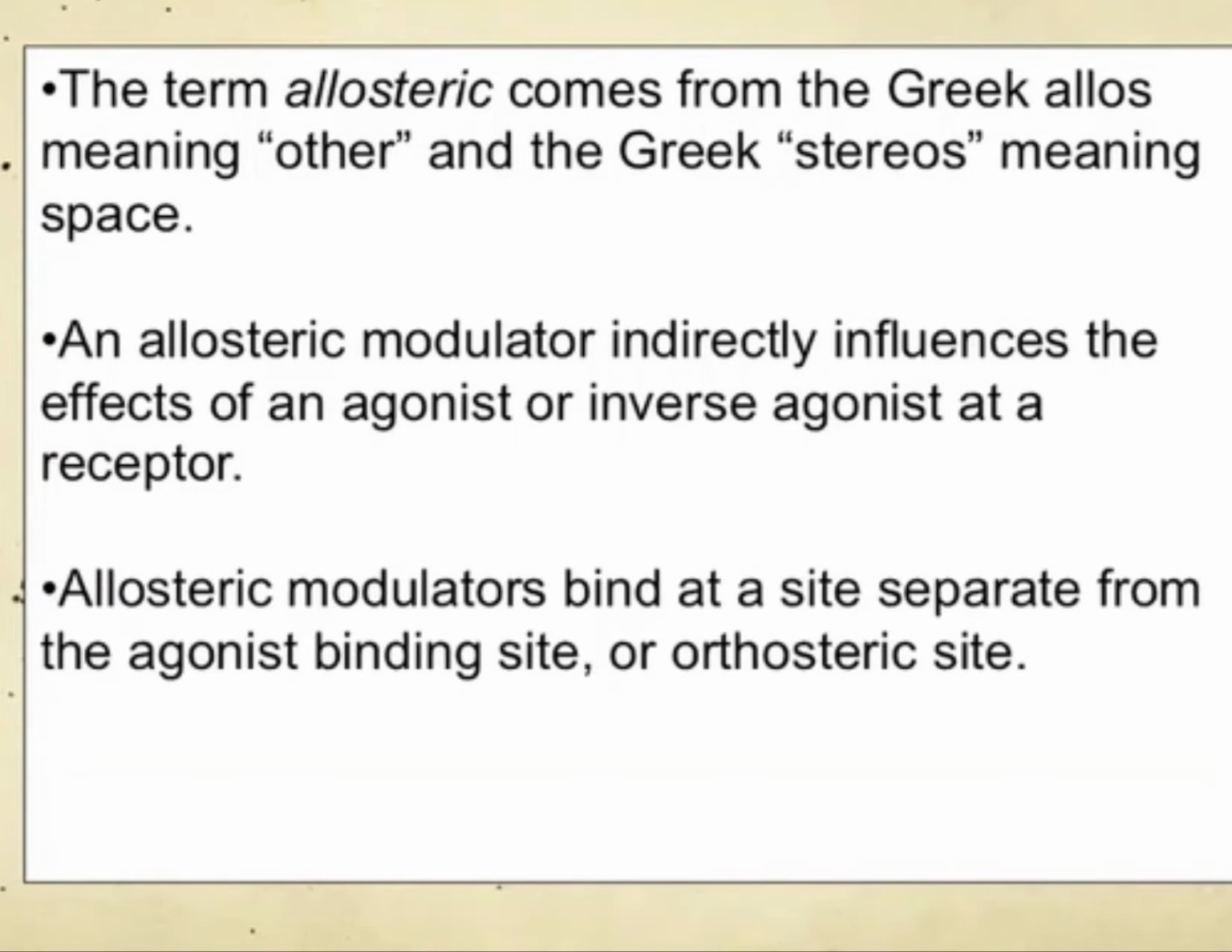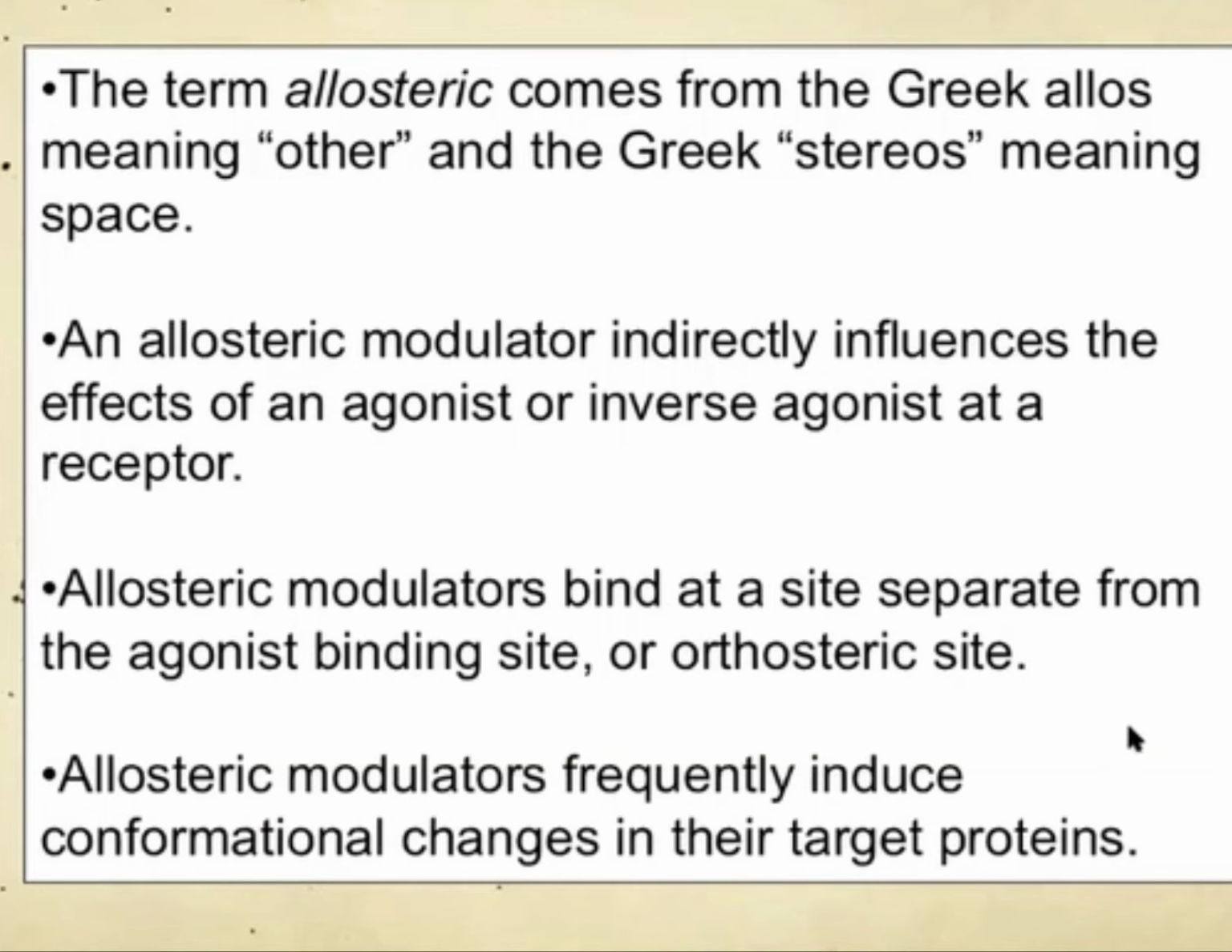So again, the idea is that the allosteric binding site is separate from the agonist binding site, but that's not to say that they can't influence each other. And again, as we pointed out, this has to do primarily with conformational changes in the target proteins.